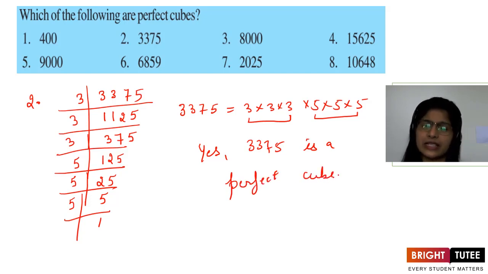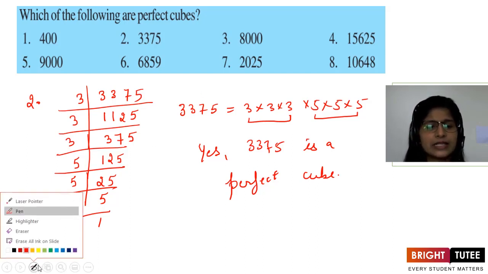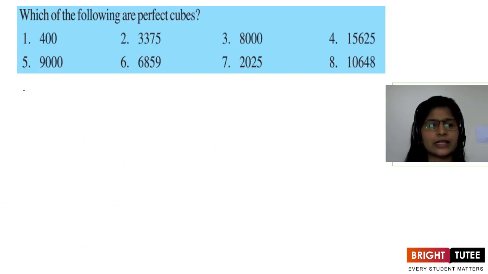Right, so like this you will be recognizing. We are going to do each and every part one by one. So if any one of you has any problem in any question, you can match the solutions here. Okay, let's start with the third one, that is 8000.